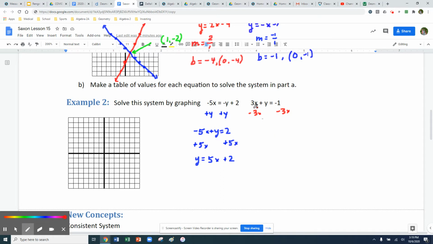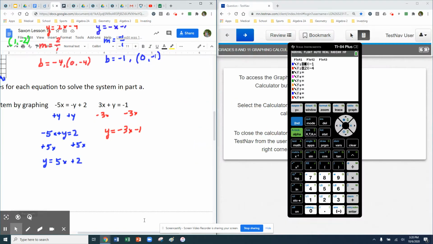Again, we're looking to get y alone, so we have a positive 3x. We'll subtract 3x to the other side. And with that one step, we are already in slope-intercept form. So next, I will take out my calculator, so go ahead and get that ready to go again. We'll head back to our calculator where our last problem is still in there. When we use the table to solve, we'll clear out, and then for our blue equation we'll put in 5x plus 2, and our red equation, -3x minus 1.